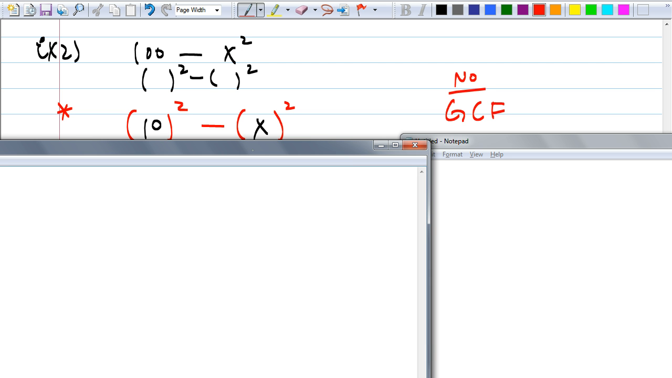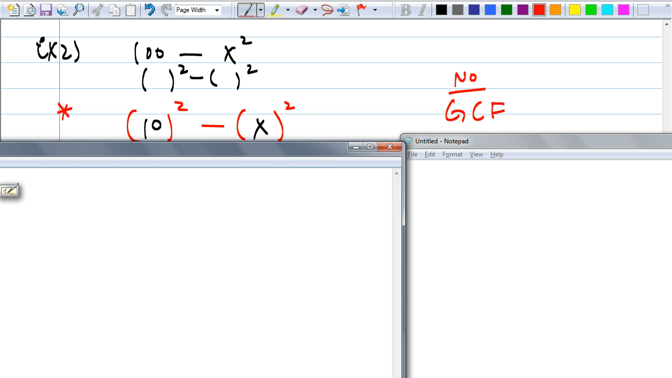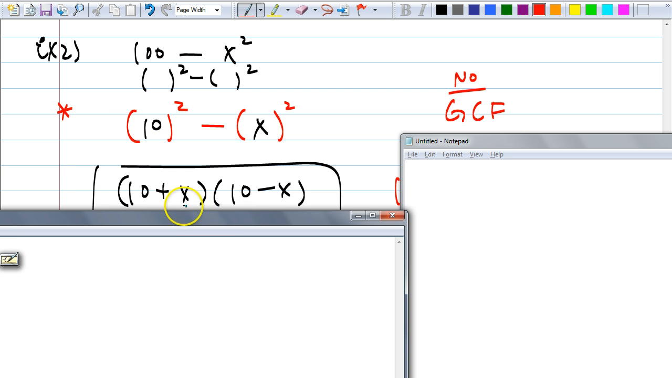So how does this factor to? Yeah, look at the pattern. We just learned that one. Oh, wait. My A is 10. So you should start with 10 first. 10 plus x times. No, you should start with 10 again. 10 plus x times 10 minus x. Would you not agree? There you go.